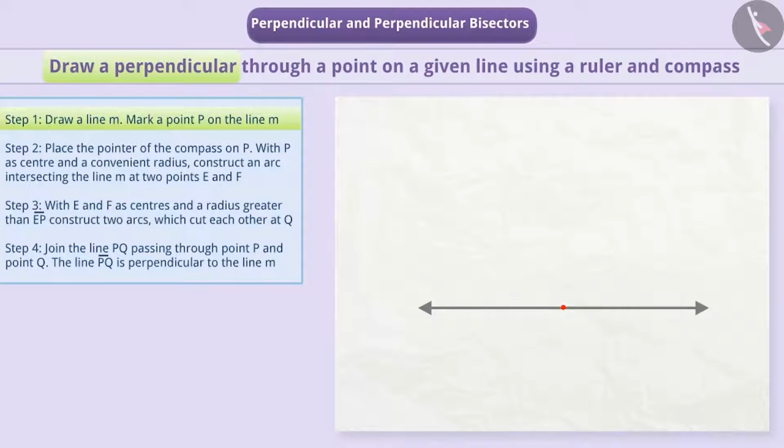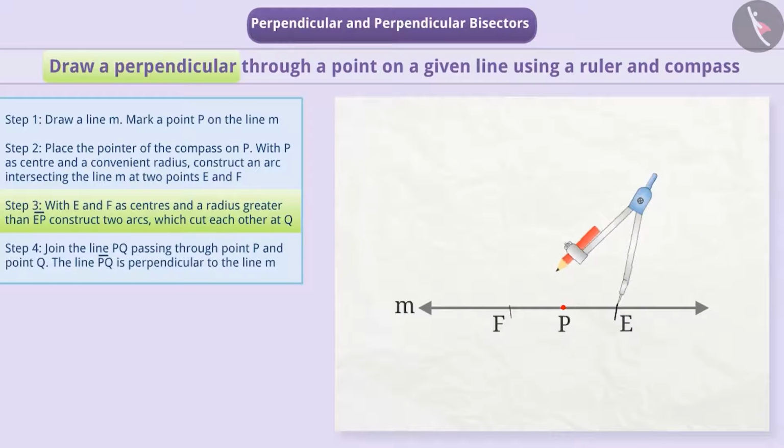Step 1. Suppose we are given a point P on line M. Step 2. Place the pointed side of the compass on P. With P as center and a convenient radius, construct an arc intersecting the line M at 2 points E and F. Step 3. Next, we will place the pointed side of the compass on E and construct an arc with a radius greater than EP. Without changing the distance taken in the compass, we will draw another arc from F, which cuts the arc formed from E at point Q.